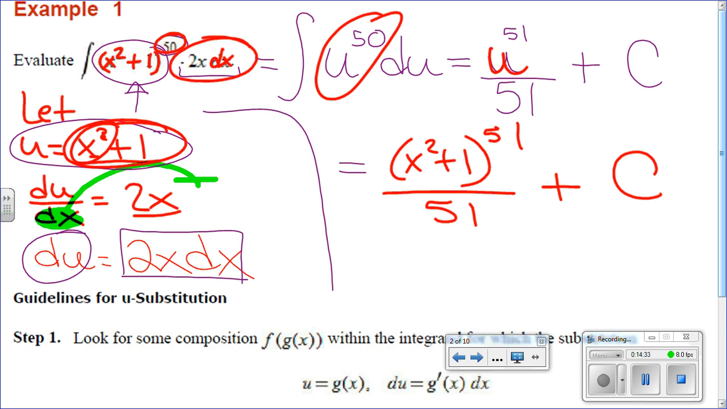What do you mean the 2x is in the answer? The 2x dx is not the answer. No, it's part of the question. Like you said, x squared plus 1 to the power of 51 plus c, right? There's not supposed to be an x or anything in front of it, like the 2x dx. It's not even the answer, because that was substituted with du. Oh, du.